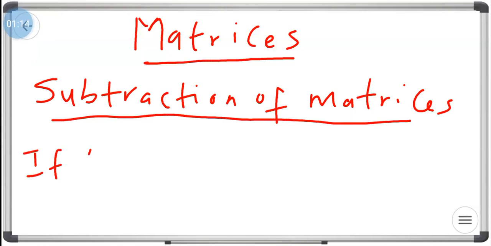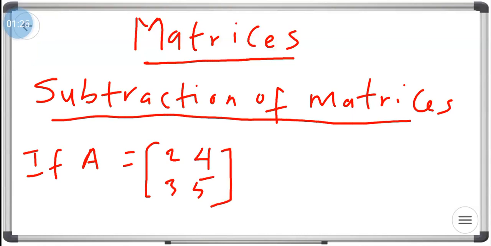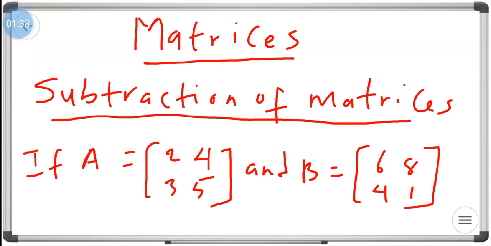If A equals [2 4; 3 5] and B equals [6 8; 4 1], evaluate A minus B.